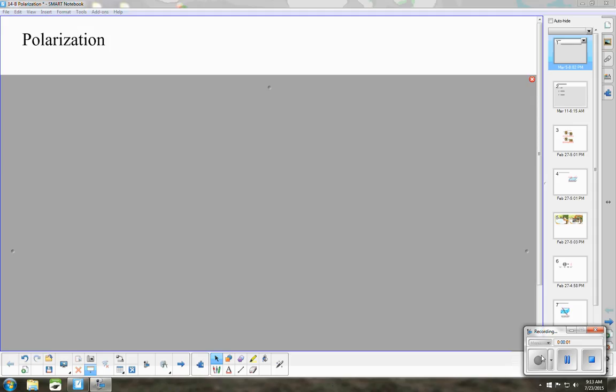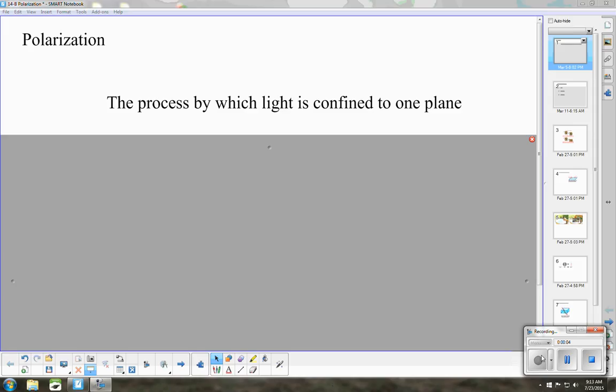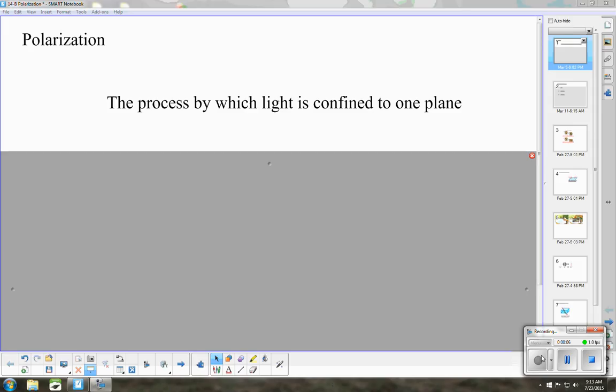This is our last topic in light, and it's polarization. Polarization is defined as the process by which light is confined to a single plane.